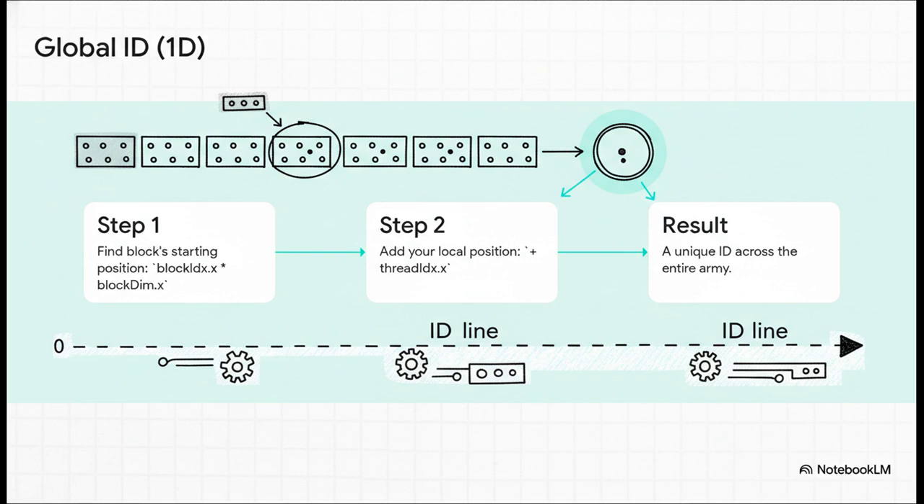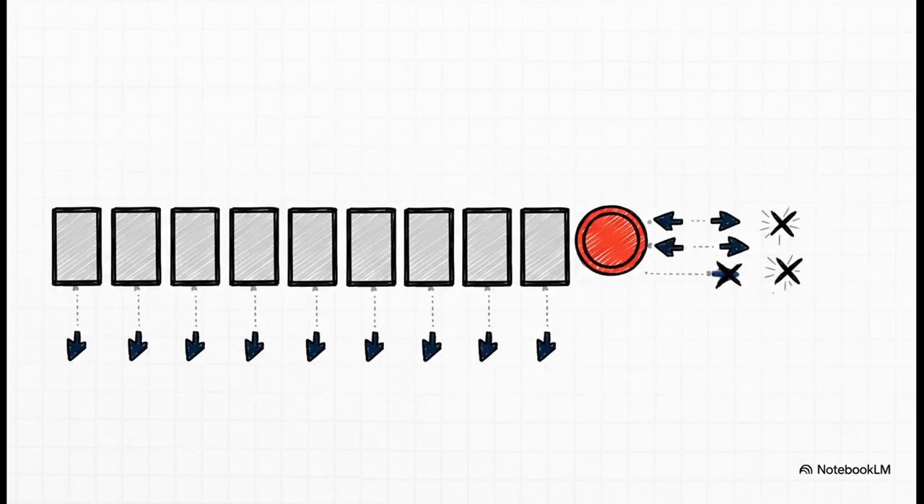Then you just add your own local ID within that group, and voila! You have a unique ID that points you to your specific piece of data. Okay, now this is absolutely crucial. This is a pro tip you have to remember.